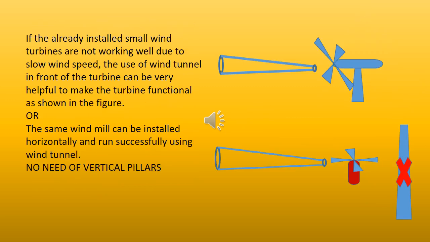If already installed small wind turbines are not working well due to slow wind speed, the use of a wind tunnel in front of the turbine can be very helpful to make the turbine functional, as shown in the figure. Or the same windmill can be installed horizontally and run successfully using a wind tunnel. I think there is no need of a vertical pillar.